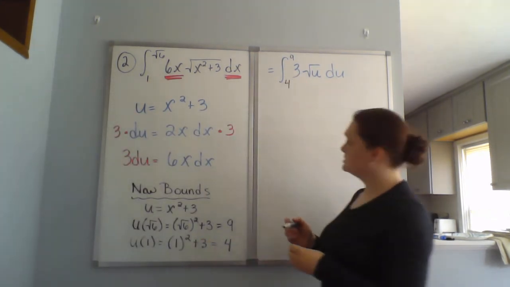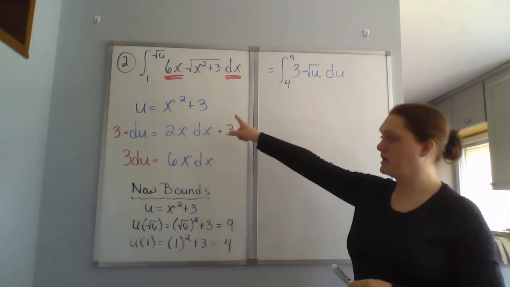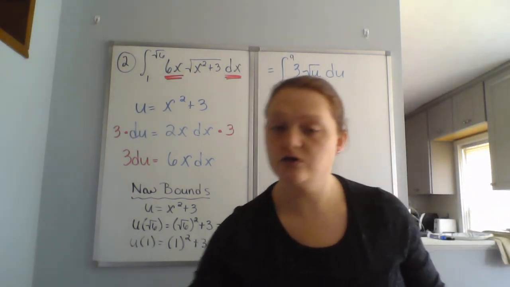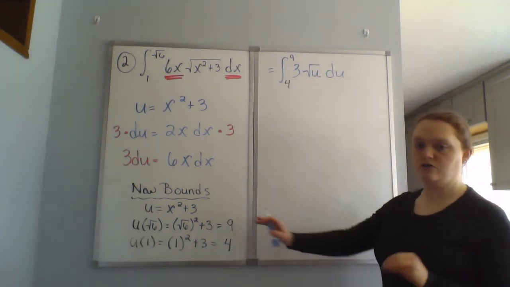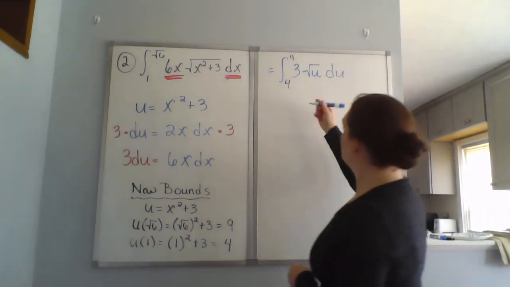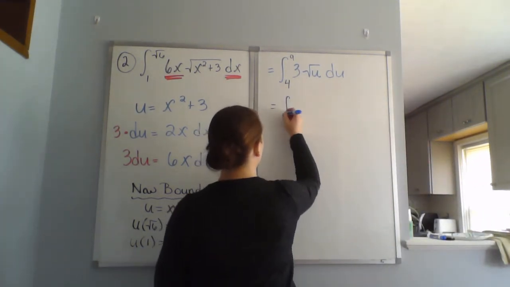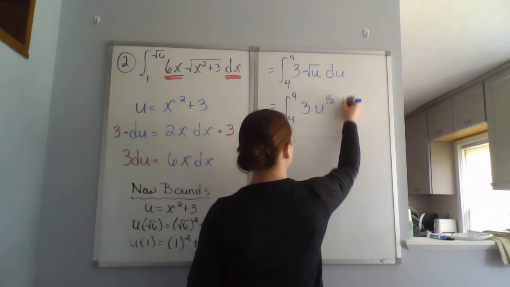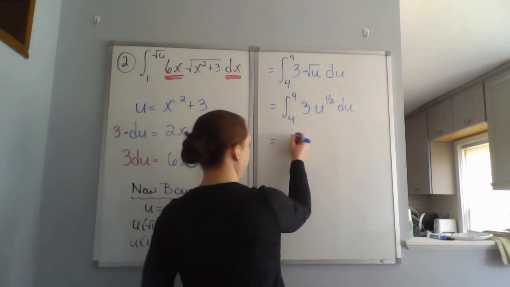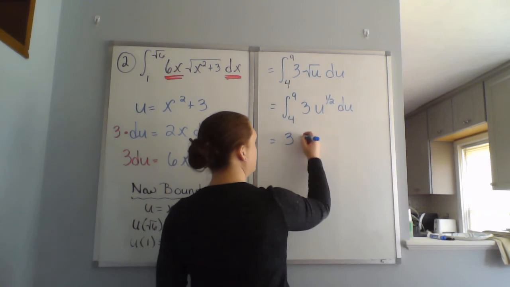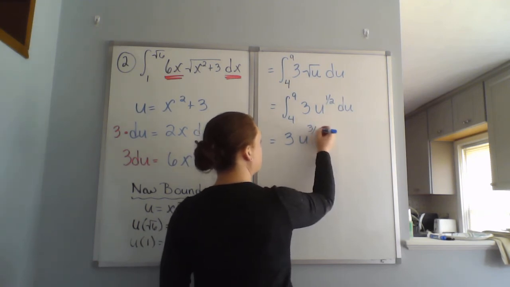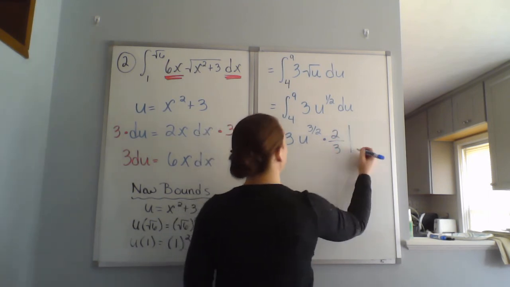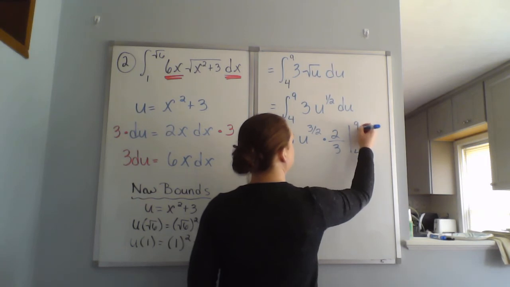All right, so the advantage to this is that I never have to go back and plug in the x squared plus 3. All right, again, this is an option, this is not a requirement. So I'll talk you through how it would be different if we chose not to do that new bound step. Okay? So from here, I now have the antiderivative from 4 to 9 of 3u to the 1/2 du. So I want to find the antiderivative of that. So keep the 3, keep the u, add 1 to the exponent, divide by 3/2 or multiply by its reciprocal, and evaluate from 4 to 9.